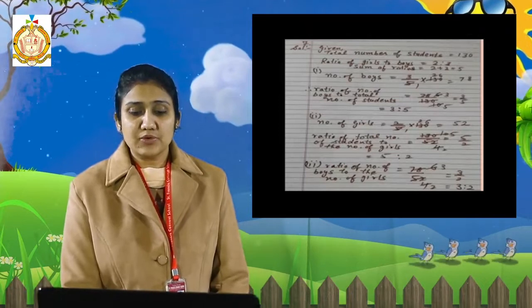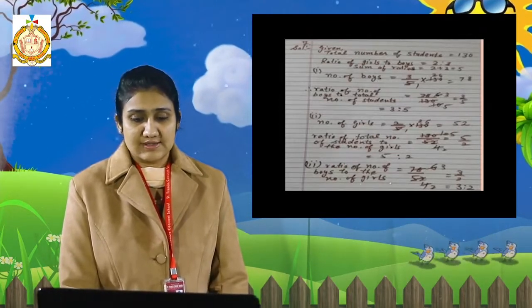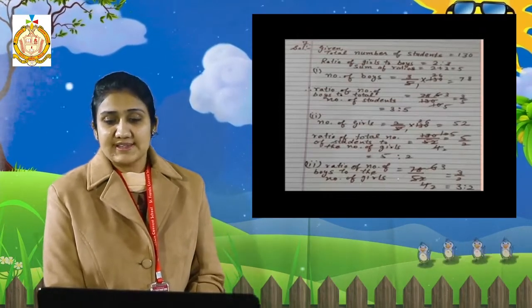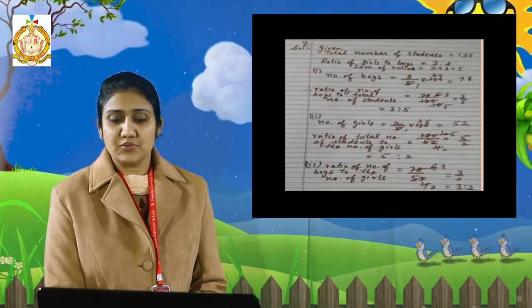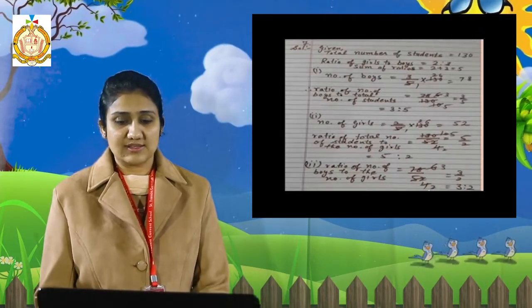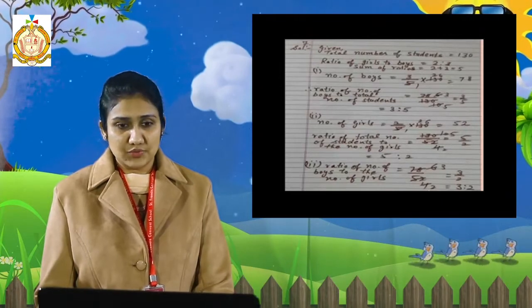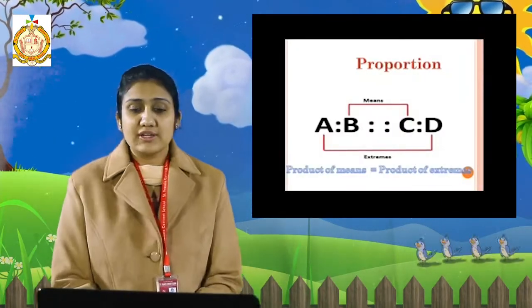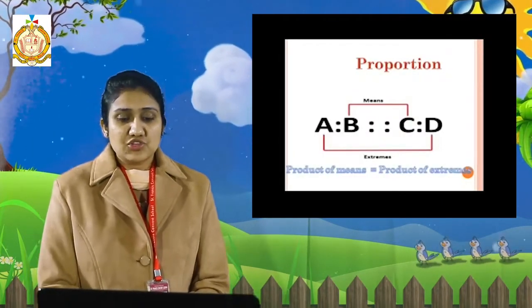Ratio of the number of boys to the number of girls. So the number of boys is 78 and the number of girls is 52. Cancel the terms and you will get the answer, that is 3:2. Now, what is the meaning of proportion?